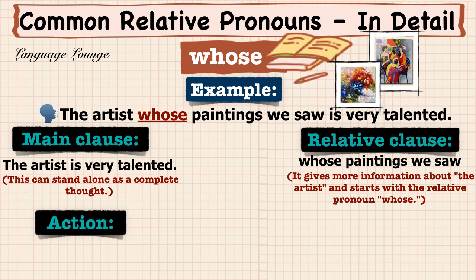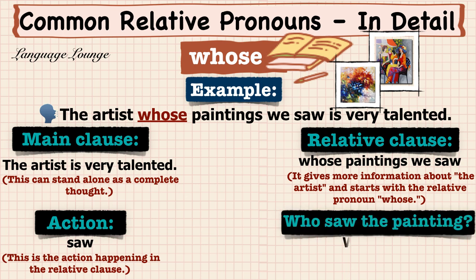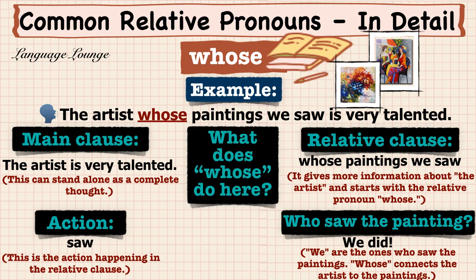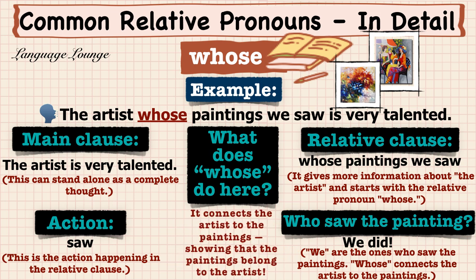What's the action happening inside the relative clause? It's saw. We saw the paintings. Quick check. Who saw the paintings? We did. Not the artist. We are the ones doing the action. And finally, what does whose do here? It connects the artist to the paintings, showing that the paintings belong to the artist.